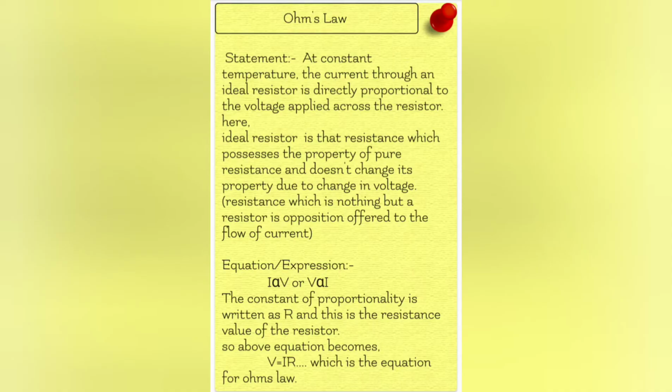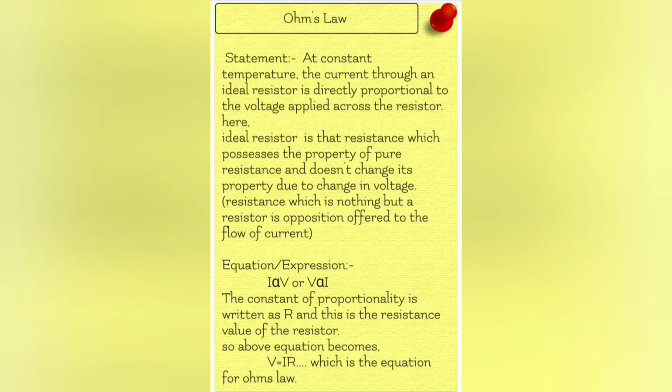Ohm's law. Statement: at constant temperature, the current through an ideal resistor is directly proportional to the voltage applied across the resistor. Here, an ideal resistor is a resistance which possesses the property of pure resistance and doesn't change its property due to change in voltage.